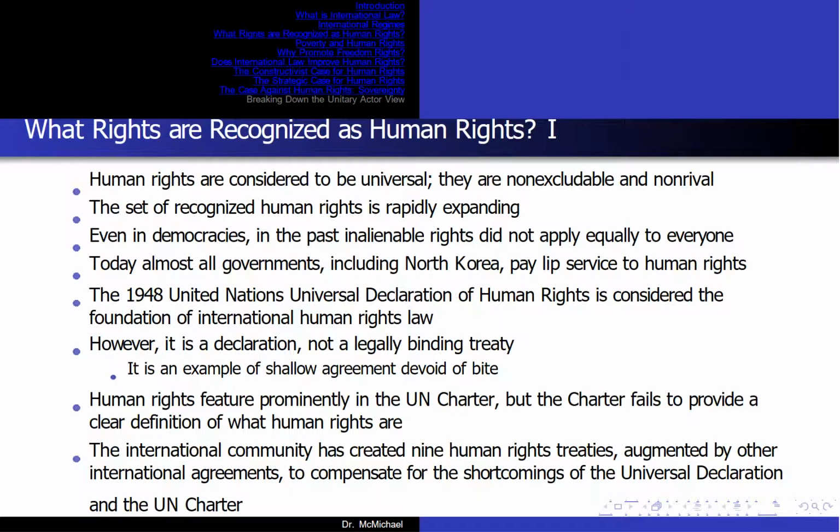The 1948 United Nations Universal Declaration of Human Rights is considered the foundation of international human rights law. However, it is a declaration, not a legally binding treaty. It is an example of a shallow agreement devoid of bite. Human rights feature prominently in the UN Charter, but the Charter fails to provide a clear definition of what human rights are. The international community has created nine human rights treaties, augmented by other international agreements to compensate for the shortcomings of the Universal Declaration and the UN Charter.